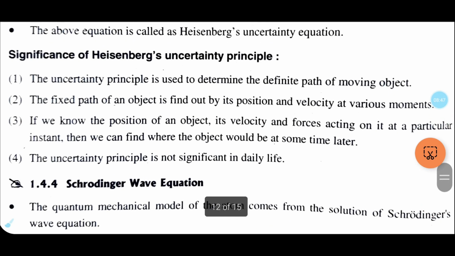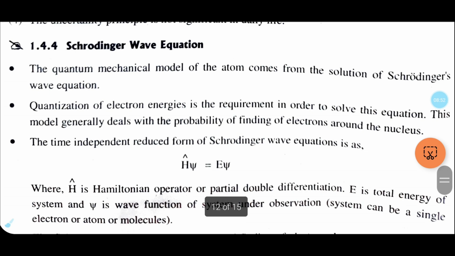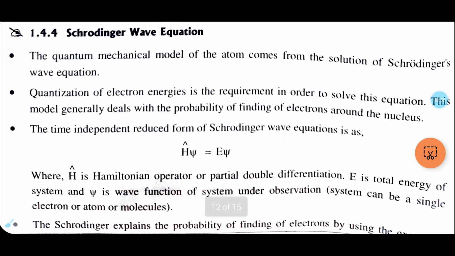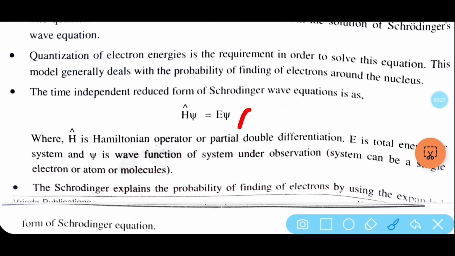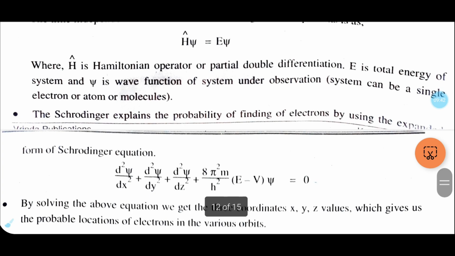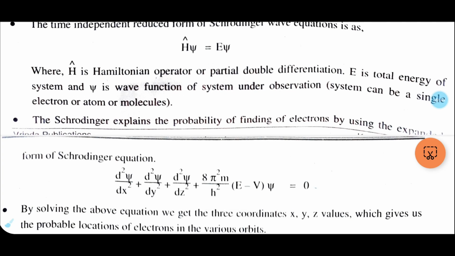Now let us see next the Schrödinger wave equation. The quantum mechanical model of an atom comes from the solution of the Schrödinger wave equation. Quantization of electron energy is required in order to solve this equation. This model generally deals with the probability of finding the electron around the nucleus. The time independent reduced form of the Schrödinger equation is H psi equals E psi, where H is the Hamiltonian operator, capital E is the total energy of the system, and the psi function is the wave function of the system under observation.